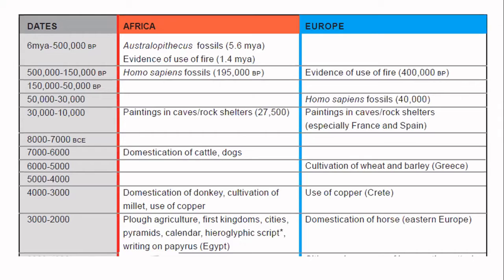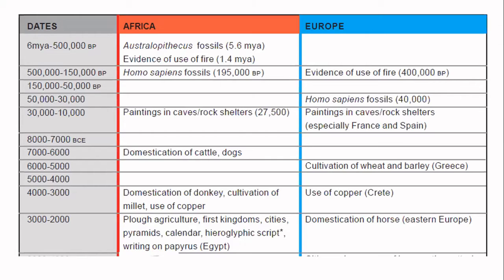Now, here is the domestication of cattle and dogs from 6,000 to 7,000 BCE. It shows here in Africa. We cannot still see it had happened in Europe. Cultivation of wheat and barley, that is agriculture, that took place in Europe. We again have a time zone where we are not aware what happened.